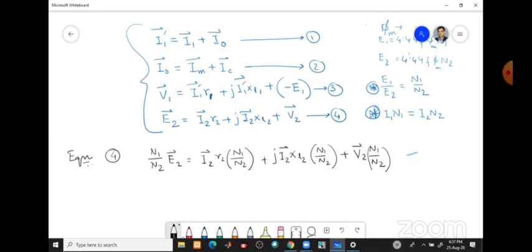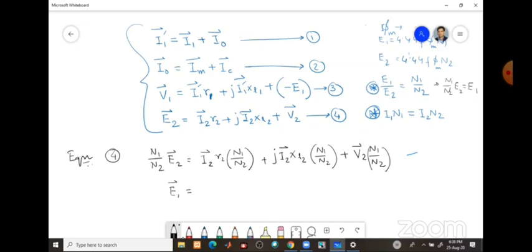Now can you tell me what this term n1 by n2 into E2 is? That we will get from here. So n1 by n2 into E2 is nothing but E1. So that means this term we are having E1. Correct? Now another modification I will do here.